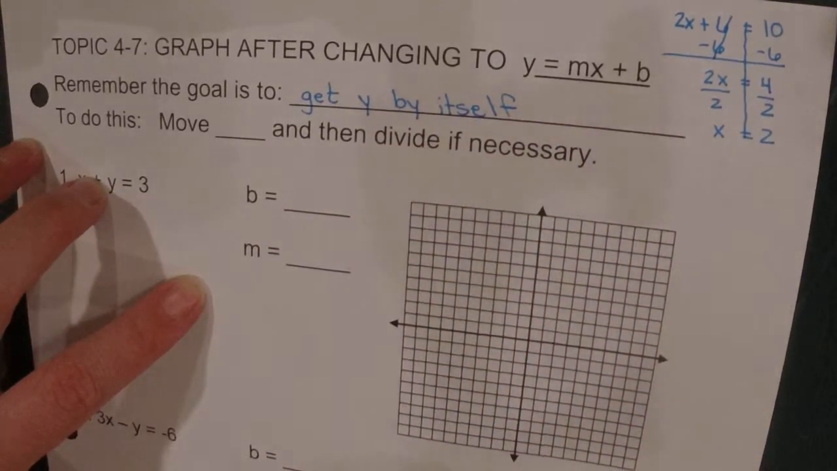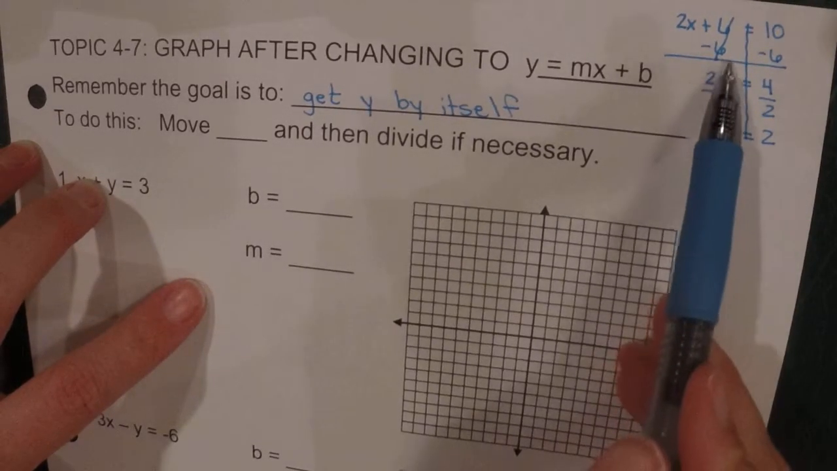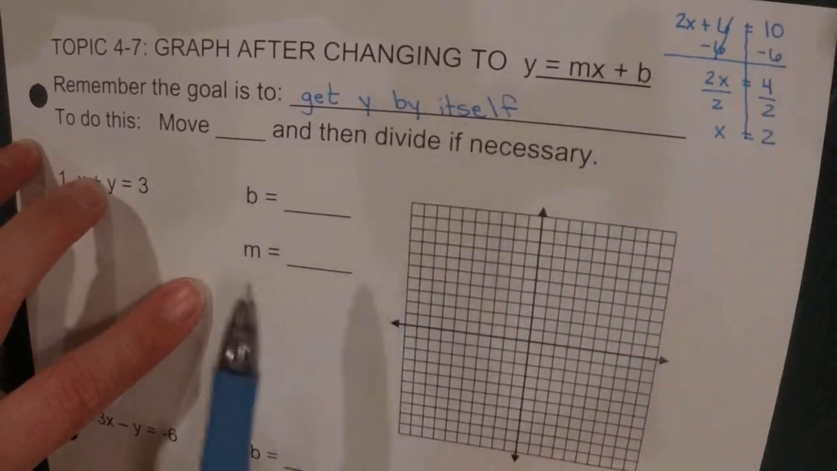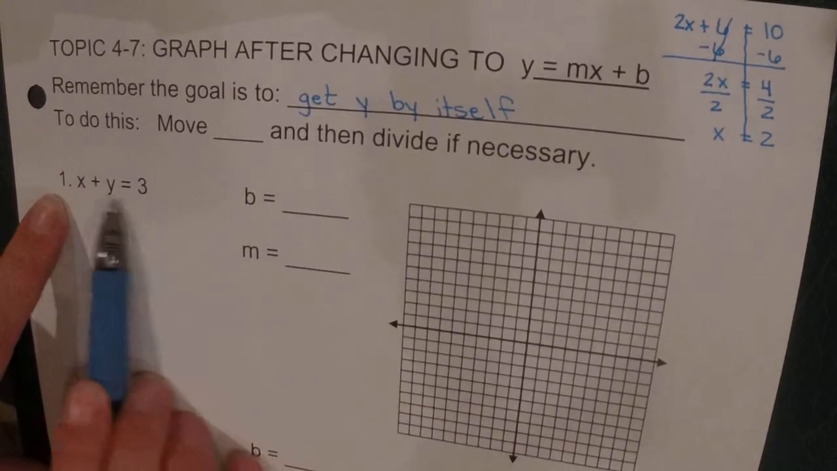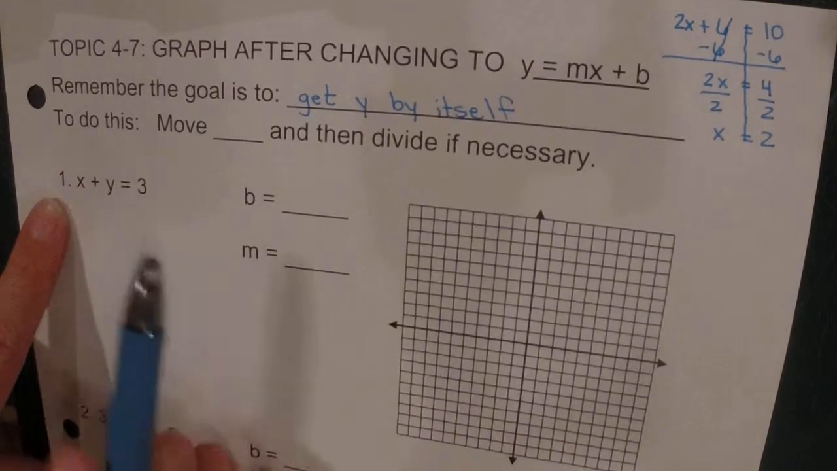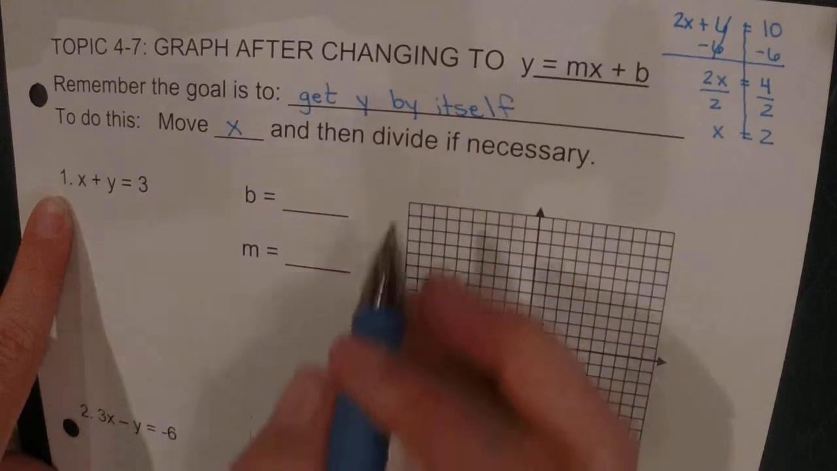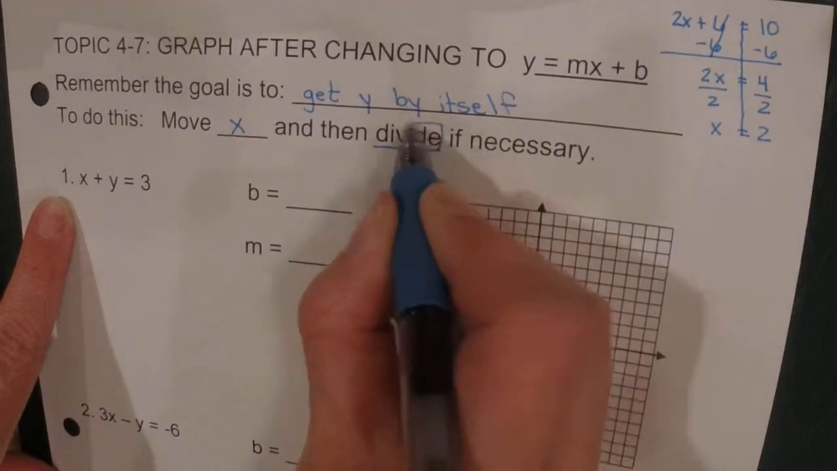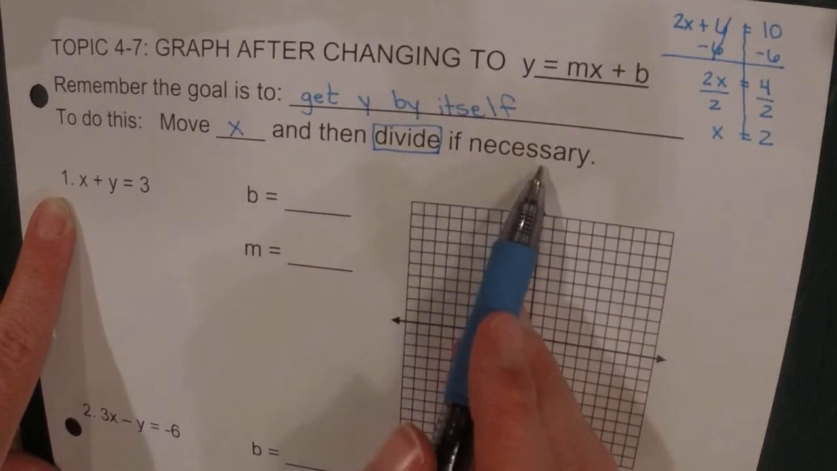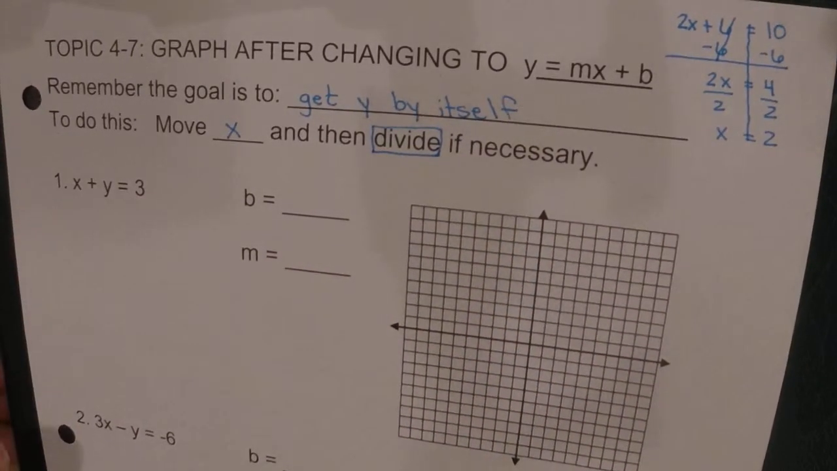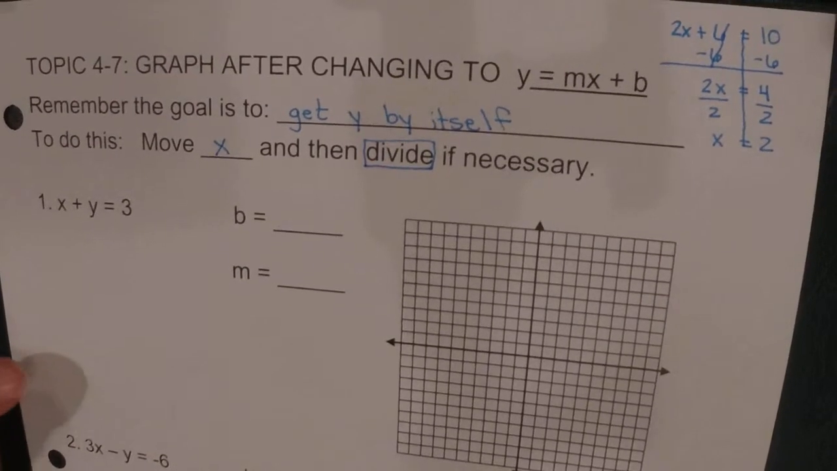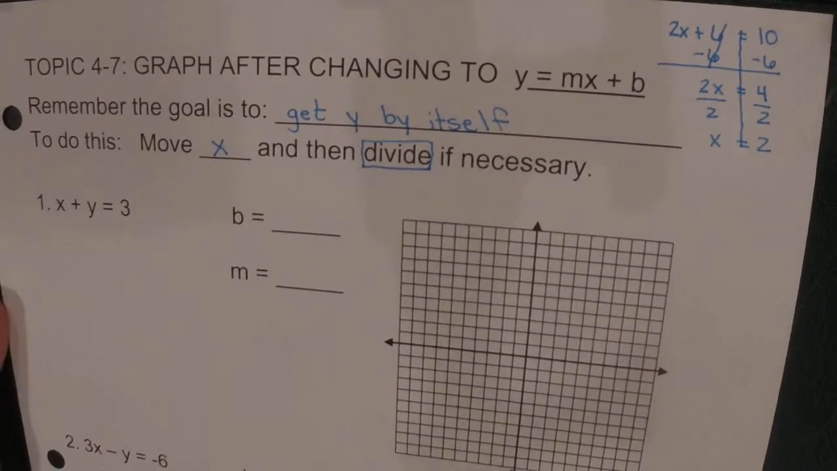So in order to do this, we're going to use the same process that we used to solve for x. So the first thing we're going to do, if it's in standard form, is to move x to the other side. And then the second step is going to be to divide if necessary. So let's look at example 1. This is something you guys should be pretty familiar with.